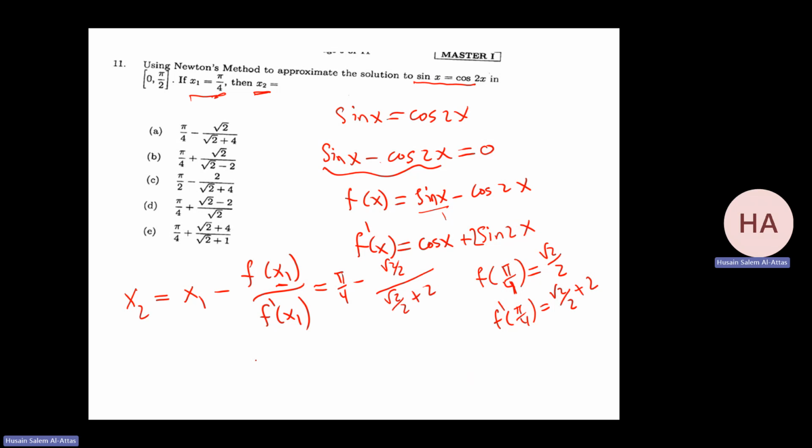So I'm getting pi over 4 minus square root 2 over 2, over, with common denominator 2, square root of 2 plus 4 over 2. This cancels. So I have pi over 4 minus square root of 2 over square root of 2 plus 4, which is this answer. Yeah, the calculation needs to be careful.